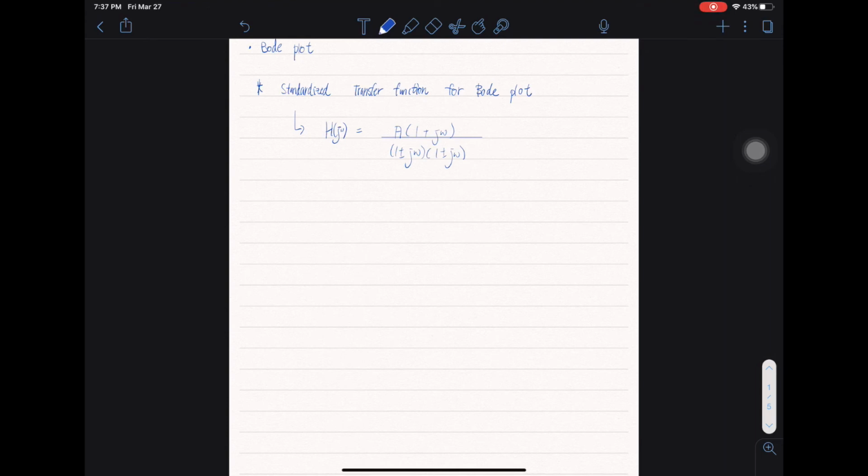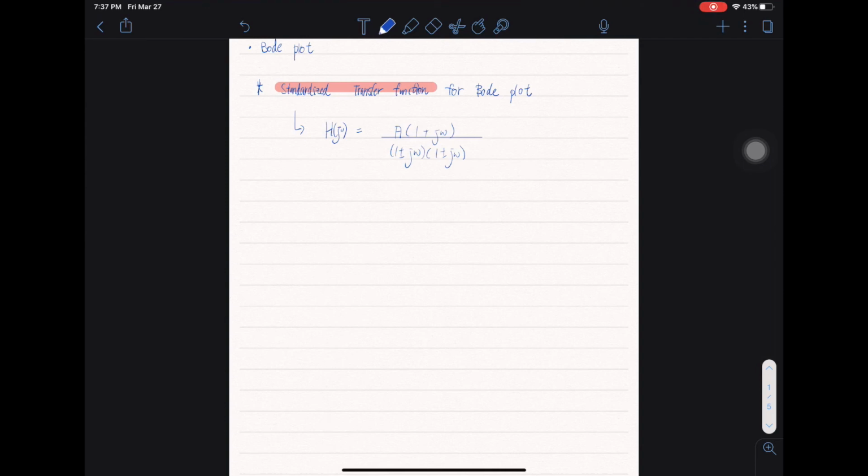So first, I think it's very important to understand the standardized form of a transfer function, which means every time you see a transfer function, you want to make sure that it is written in this form. Otherwise, you can't really draw the Bode plots.